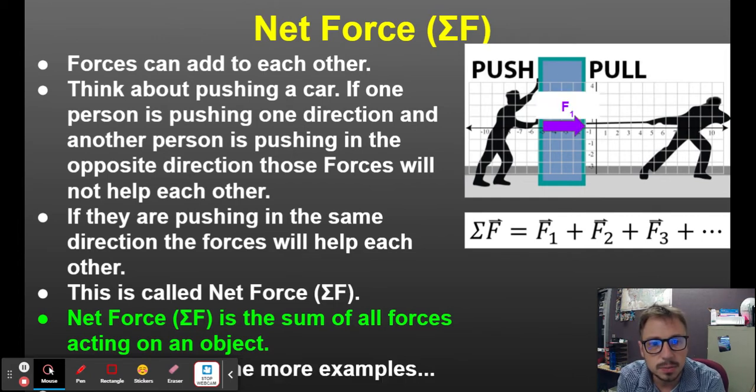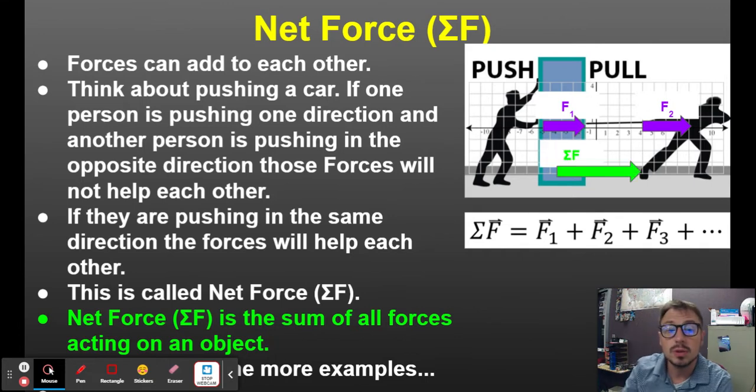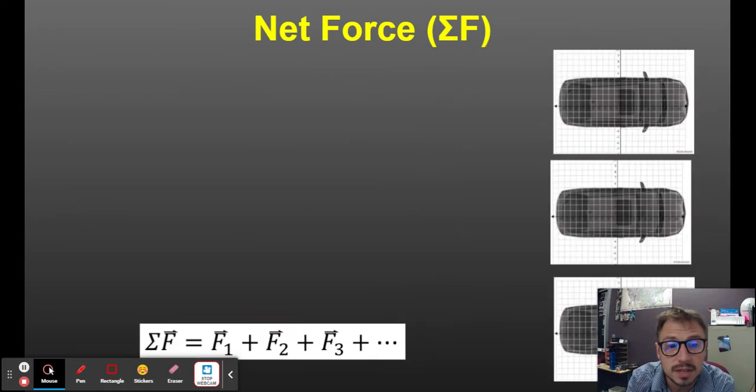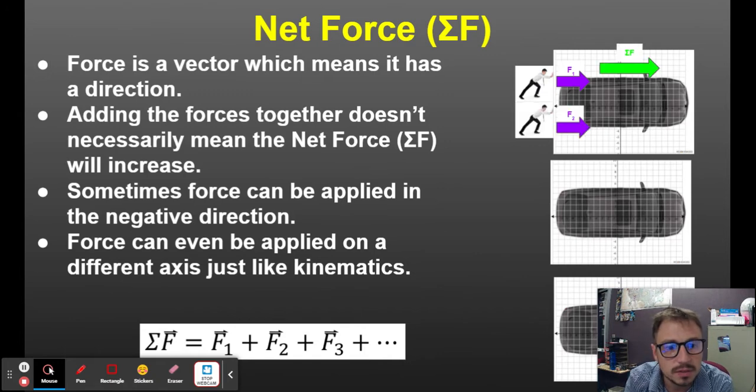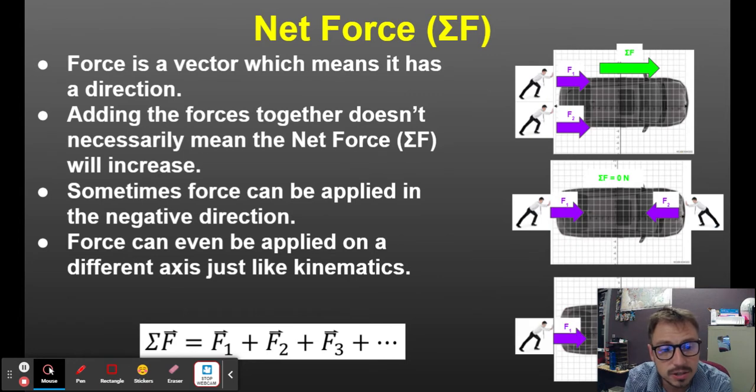So if we have two people, one person is pushing on this box and another person is pulling, and their forces are going in the same direction, those forces help each other out. You just add all the forces acting on that box together, and that will be the net force. Net force doesn't necessarily mean that the force will increase. If the forces are going in the same direction, that net force will have a larger magnitude. But if forces are going in opposite directions, they're not going to help each other out. And then you can do forces at different angles.